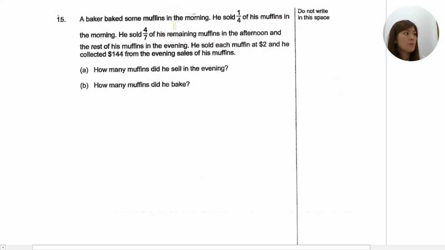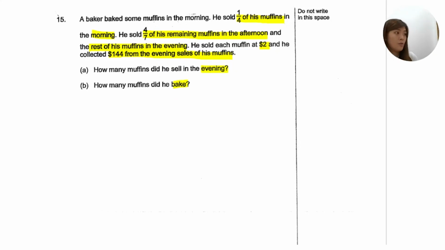Okay, a baker baked some muffins in the morning. He sold 1/4 in the morning, and then he sold 4/7 in the afternoon, and the rest in the evening. He sold each muffin at $2, and he collected 1/4 from the evening sale. So how many muffins did he sell in the evening? And part B, how many muffins did he bake?